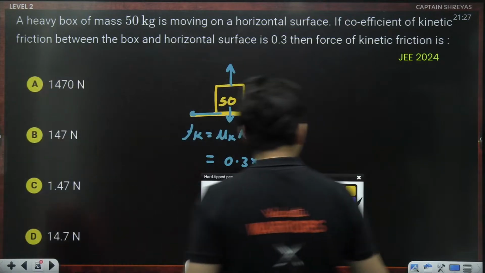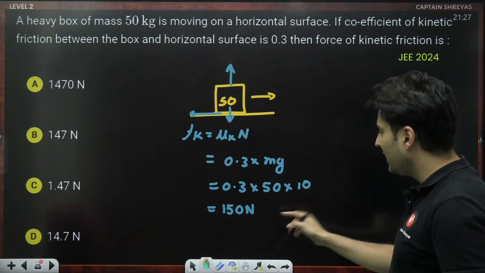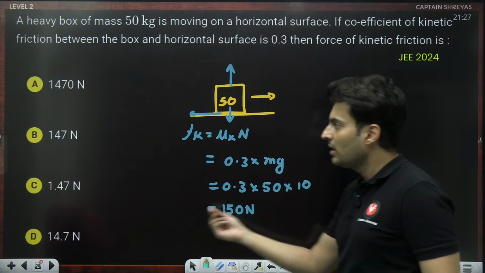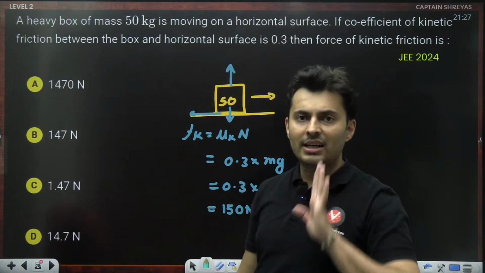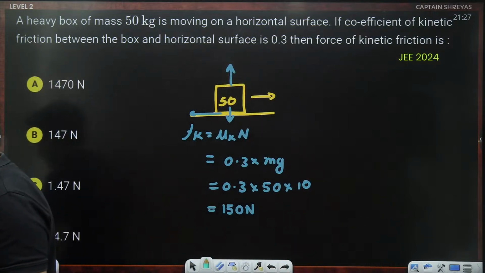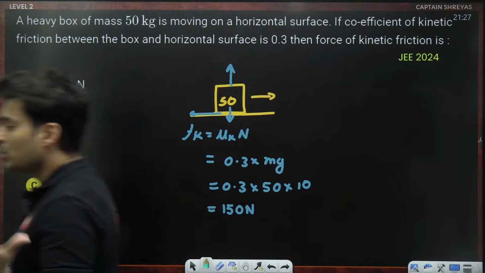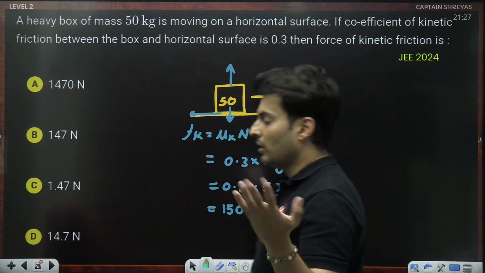So you should think on the spot that even if I put g as 9.8, it will be slightly less than 150. The only option which is slightly less than 150 is 147. So you can directly mark it off. Is that clear, everyone? You need not even know the value of g, whether it was 9.8, 9.7, or 10.